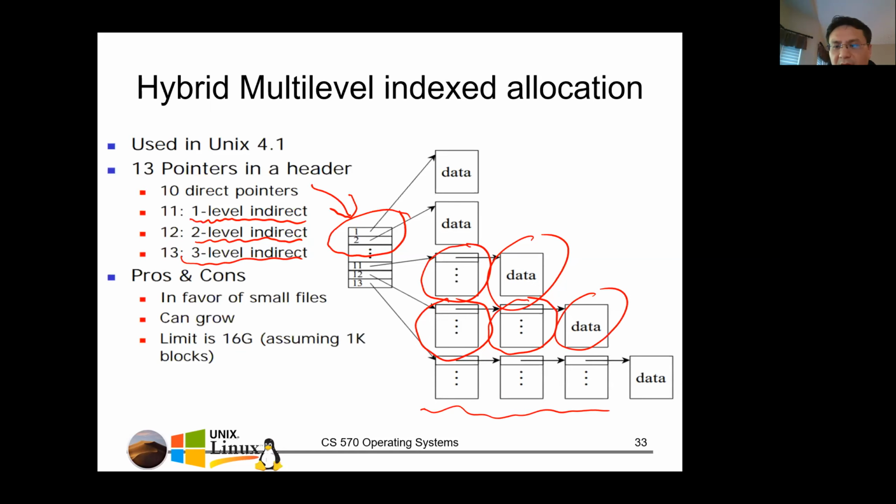All right, so a single indirect, let's say you have n entries here. A single indirect would give you n data blocks. Let's say that, okay? So a double indirect would give you how many data blocks? Can someone tell me? If a single indirect gives you n data blocks, what about a double indirect?